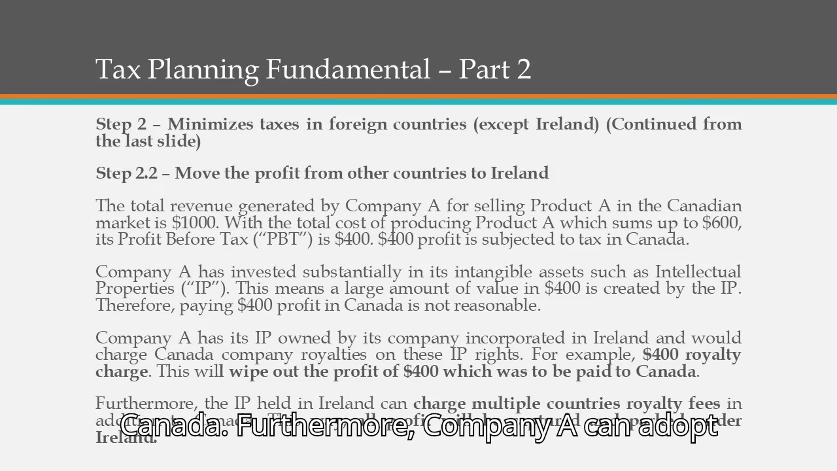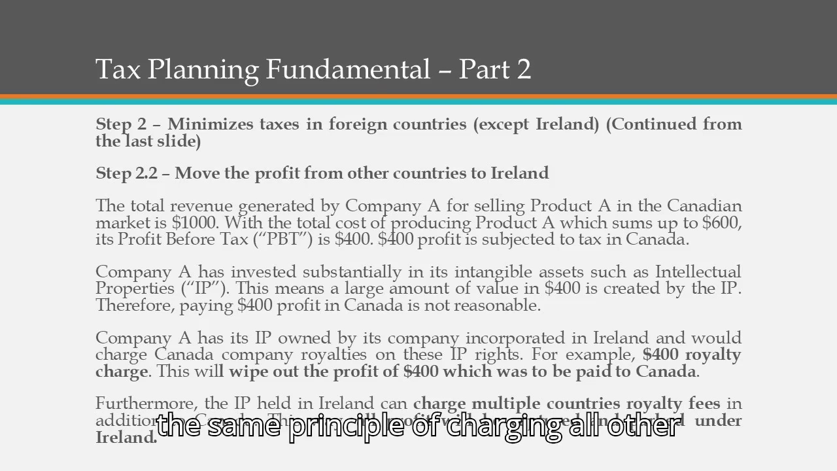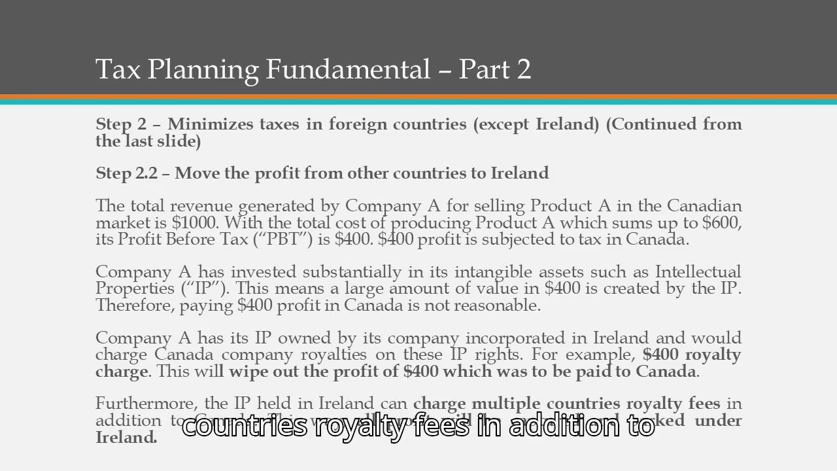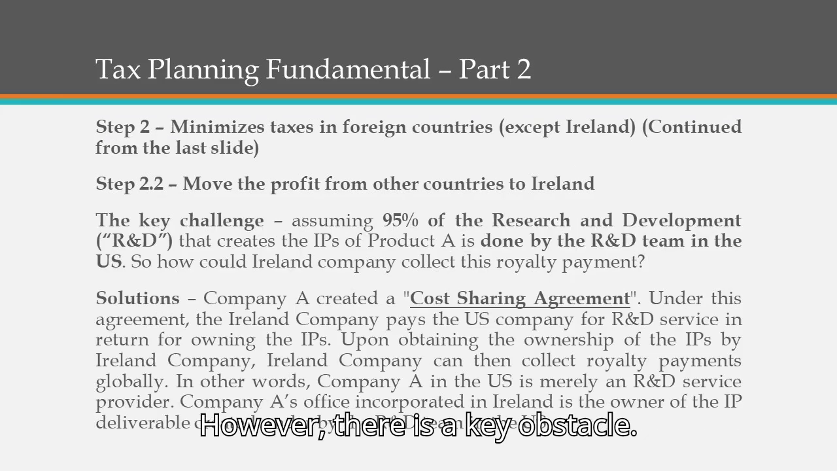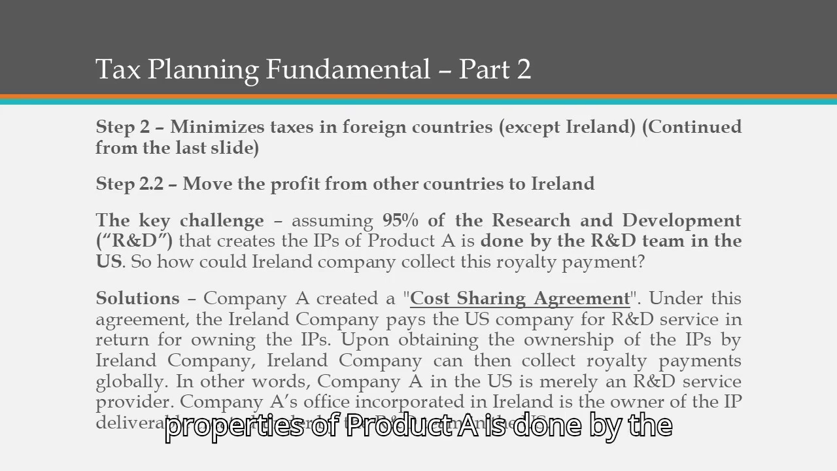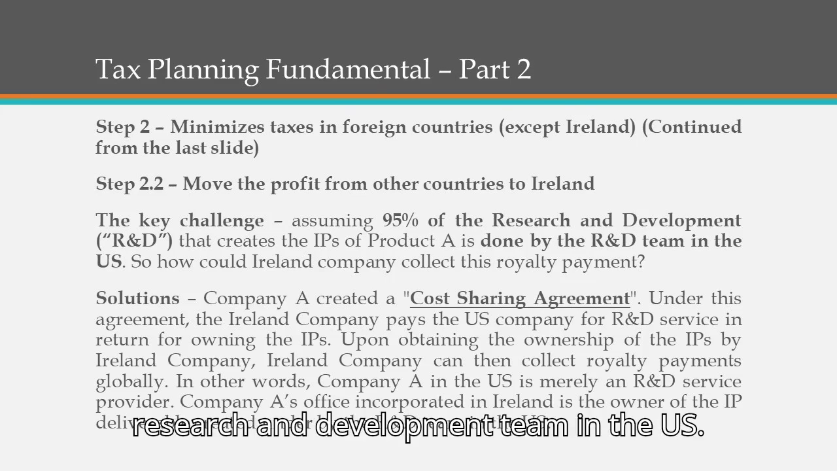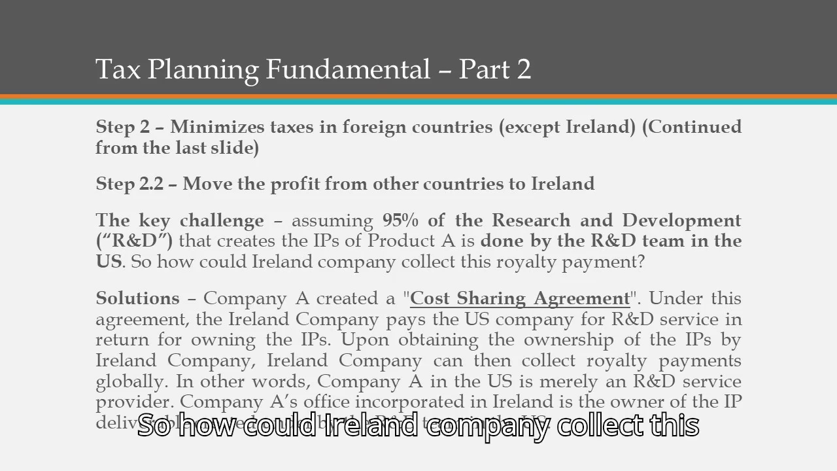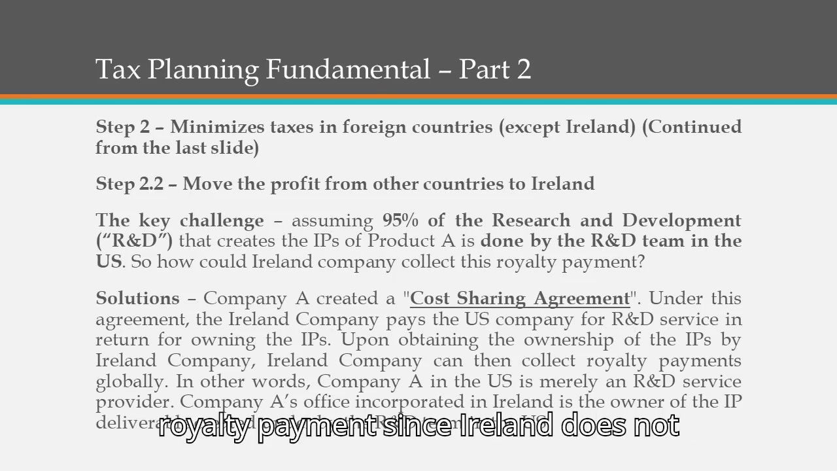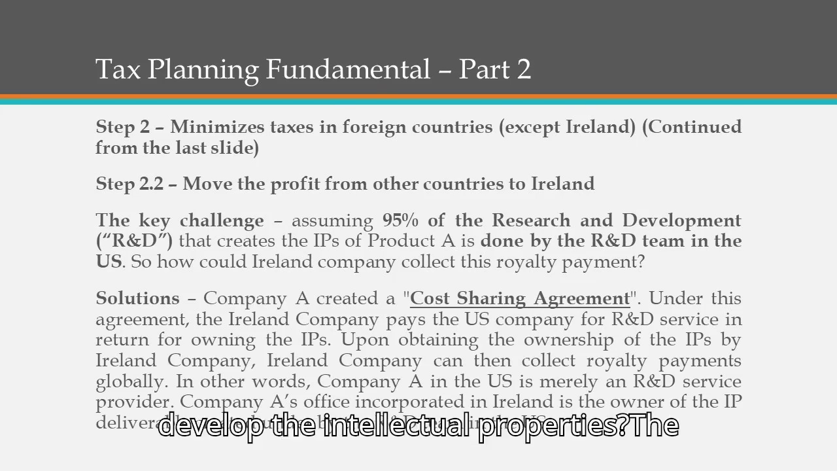Furthermore, Company A can adopt the same principle of charging all other countries royalty fees in addition to Canada. This way, all profit will be captured and parked under Ireland. However, there is a key obstacle. Assuming 95% of the research and development that creates the intellectual properties of Product A is done by the research and development team in the U.S. So how could the Ireland Company collect this royalty payment since Ireland does not develop the intellectual properties?